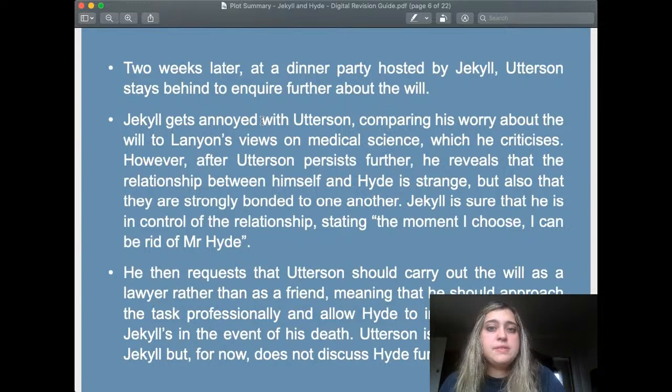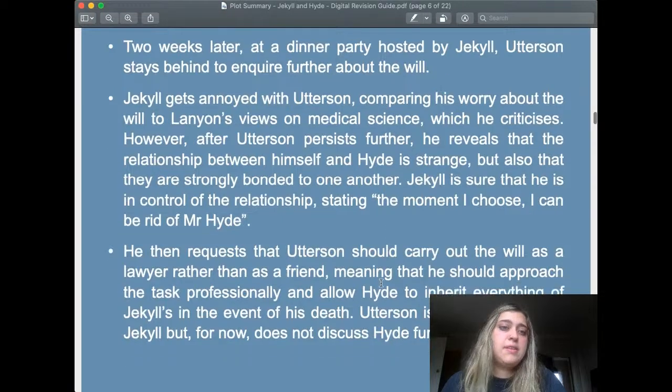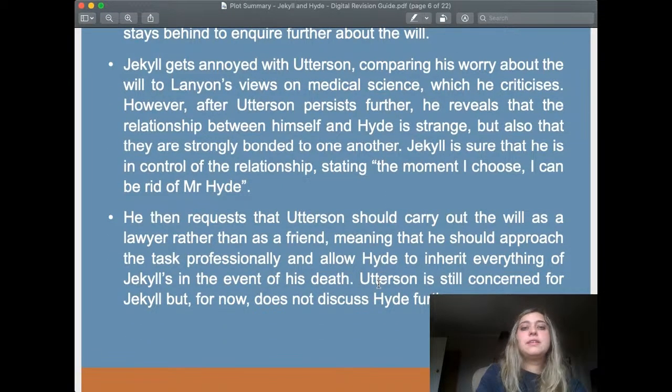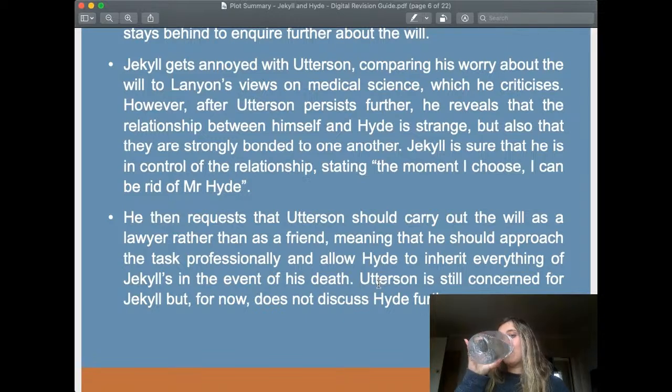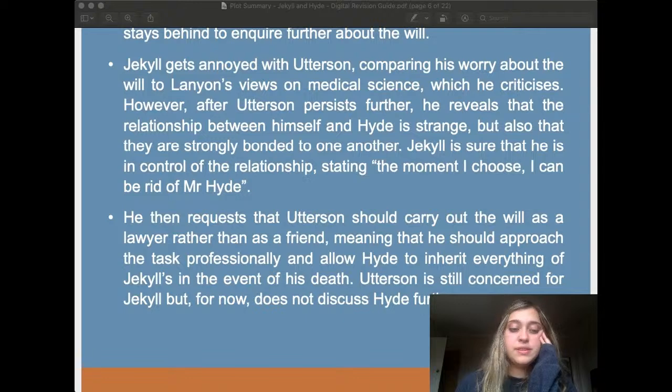So yeah, we've got this dinner party that Jekyll hosts, and then they start discussing something to do with a will. Utterson's a lawyer, so this is a normal thing to discuss with a lawyer, your will and testament. But it's strange because Jekyll asks Utterson to change the will so that it basically all goes to Hyde if Jekyll suddenly disappears or he dies or that kind of thing. It's quite strange.